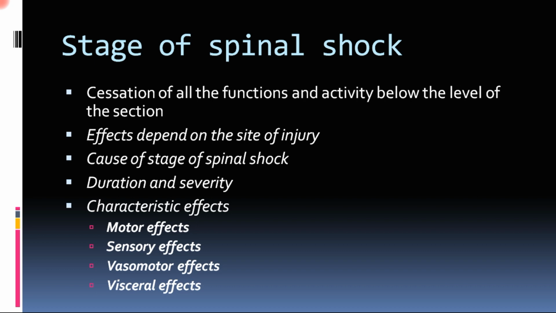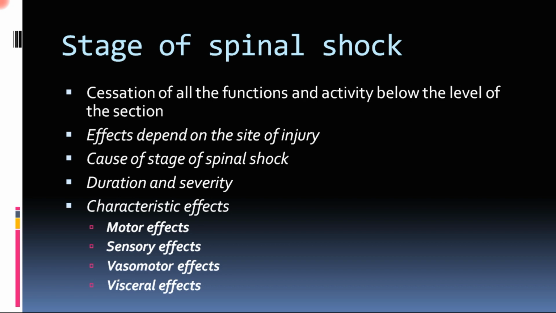Then coming to the effect. The effect depends on the site of injury, as we have already discussed: if there is transection above the C5 level, it can be fatal because it involves even the paralysis of respiratory muscles, which will lead to respiratory failure and death. But if the transection is below the C5 level, whether it will be paraplegia or quadriplegia, not hemiplegia, will be dependent on the site of injury.